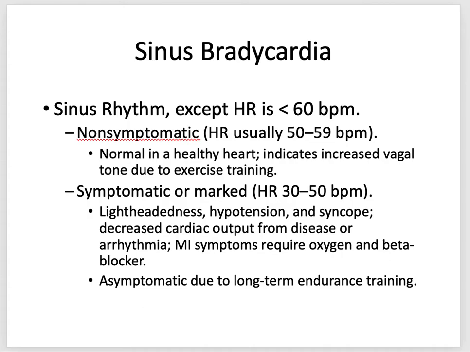People that are non-symptomatic are usually between 50 and 59 beats a minute. This can happen with people in this class that are well-conditioned. So well-conditioned athletes commonly will have a heart rate less than 60. We call this non-symptomatic. We're not really concerned about this for trained aerobic athletes.